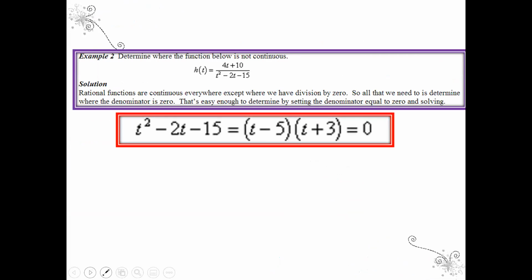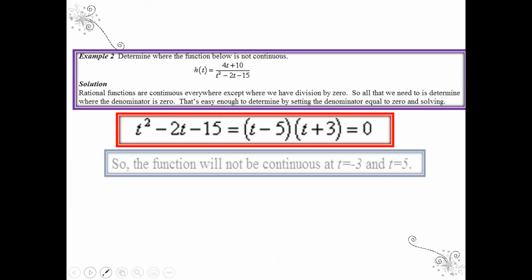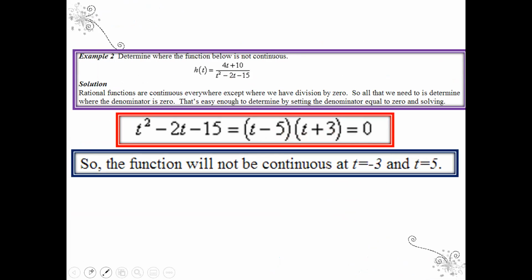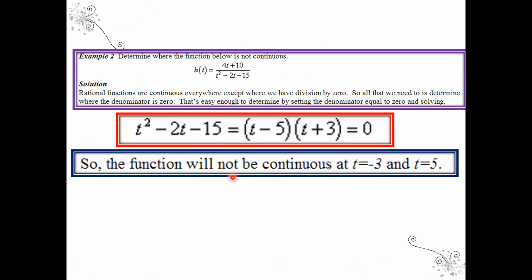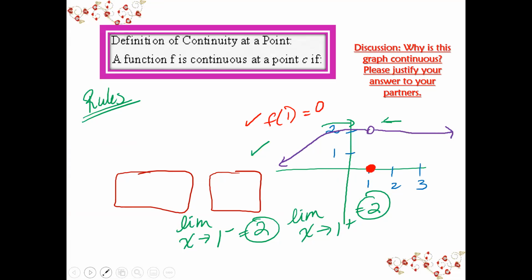So in this case, if I were to factor the denominator, what times what gives me a -15, but when I add it together gives me a -2? -5 and +3. So when I solve for t, I will have -3 and +5. So the function will not be continuous at t equals -3 and t equals +5.